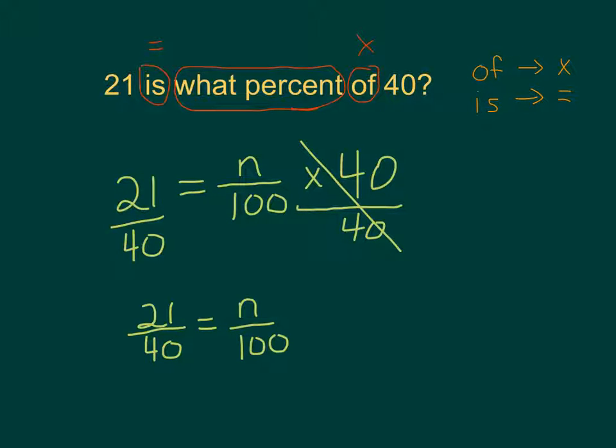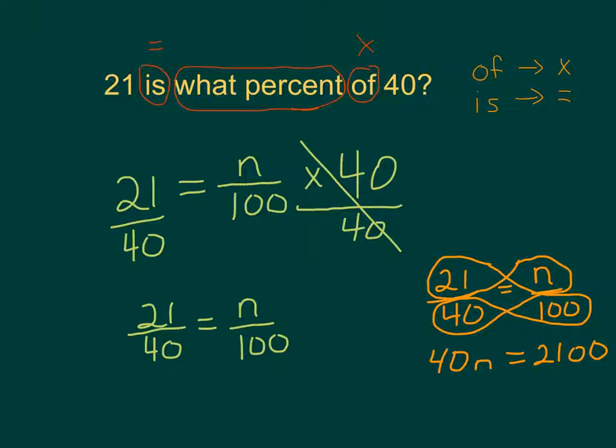And now I could solve this one of two ways. Okay, one way is I could use my cross products here. Right? So I could say 40n is going to equal this times this, 21 times 100. So if I did those cross products, it would be set up like this, right? I would do 21 times 100 is 2100 is equal to 40 times n, and then I could solve for n.